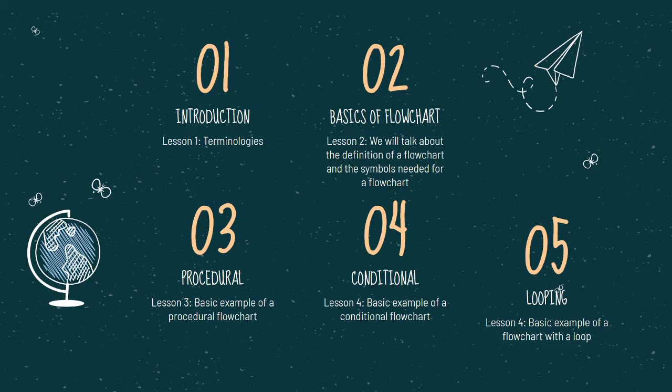Hinati ko lang sa 5 lessons tong series. First one is yung introduction about terminologies. And the lesson 2 sa basics of flowchart. Sa lesson 2, we will talk about the definition of flowchart and the symbols needed for a flowchart. Lesson 3, yung about sa procedural flowchart, basic examples of a procedural flowchart, mga further explanations. Lesson 4 about conditional flowchart, a basic example of conditional flowchart, how to use and when to use. And number 5 is about looping, basic example of flowchart with loop and some techniques to follow.